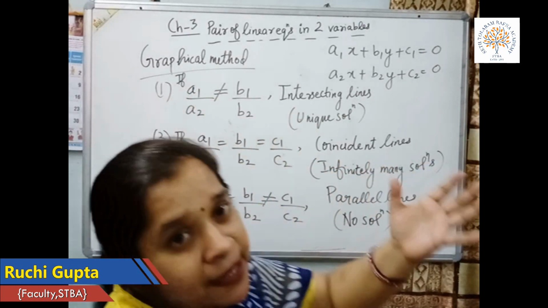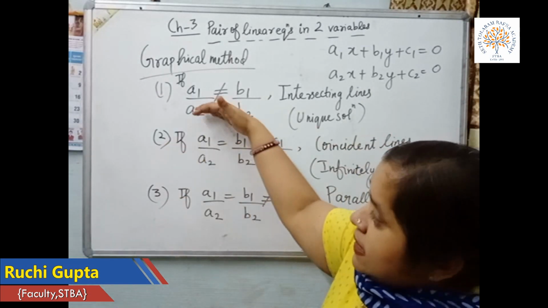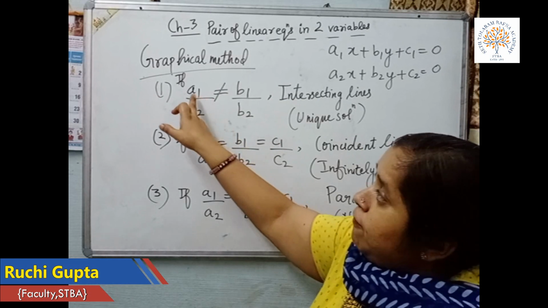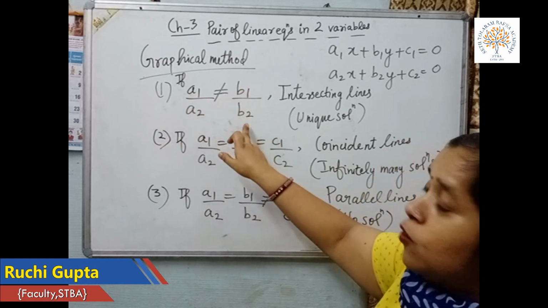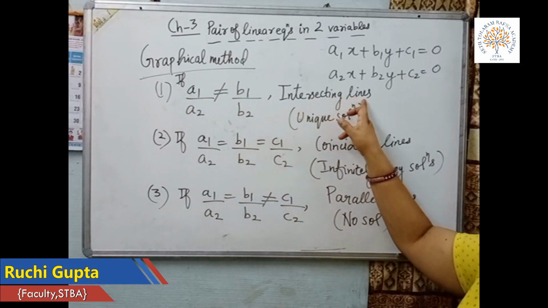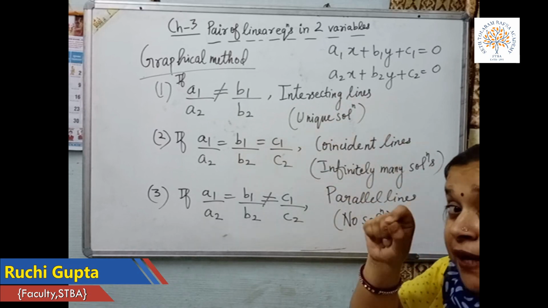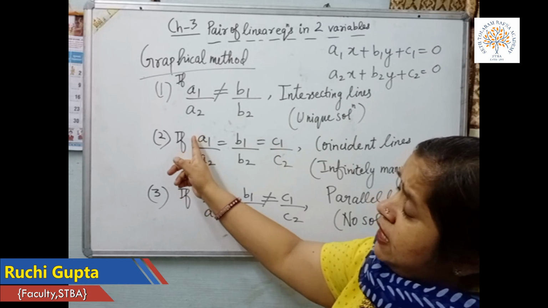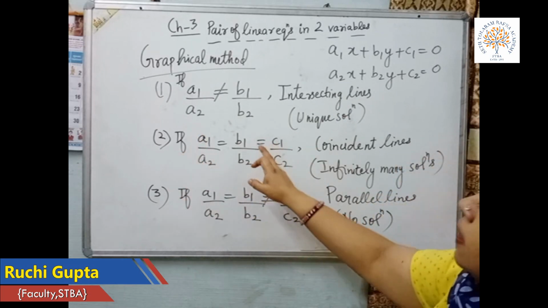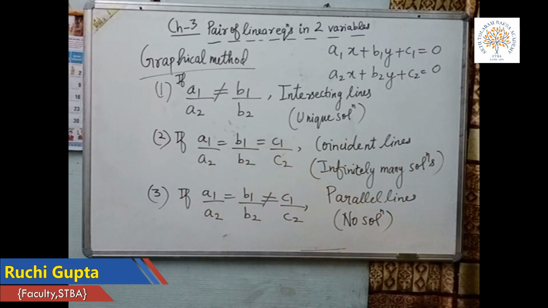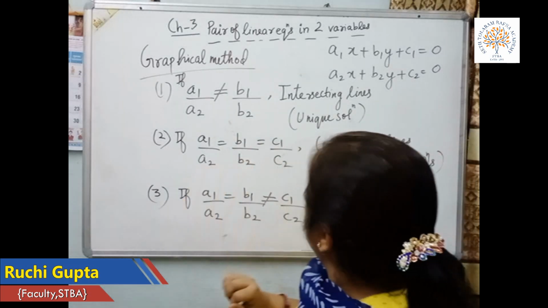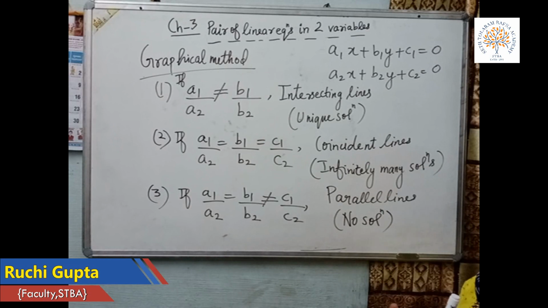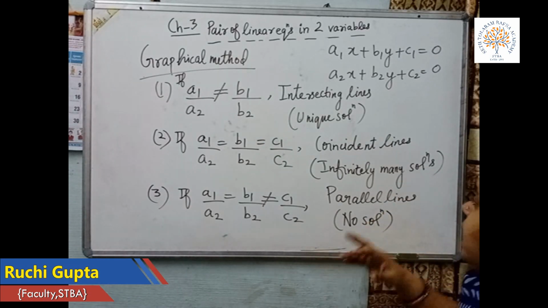Like in the algebraic method we have three methods, these are the three conditions to plot a graph. If a1 upon a2 is not equal to b1 upon b2, then the lines are intersecting and the point where they intersect is the unique solution of that graph. Second, if a1 upon a2, b1 upon b2 and c1 upon c2 are equal, then they represent coincident lines. The lines are on each other, and it represents infinitely many solutions.